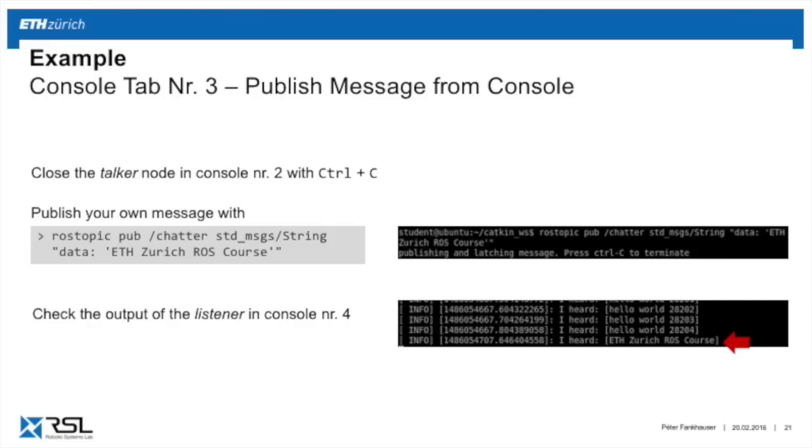What we want to do now is, in console number 2 or 3, publish your own message. This is a little bit longer command, and you can type in rostopic pub for publishing on the topic /chatter of type std_msgs/String. And then if you use the tab button, it gives you this structure where you can fill in any message that you want to publish. Here in this example, I filled in ETH Zurich ROS course.